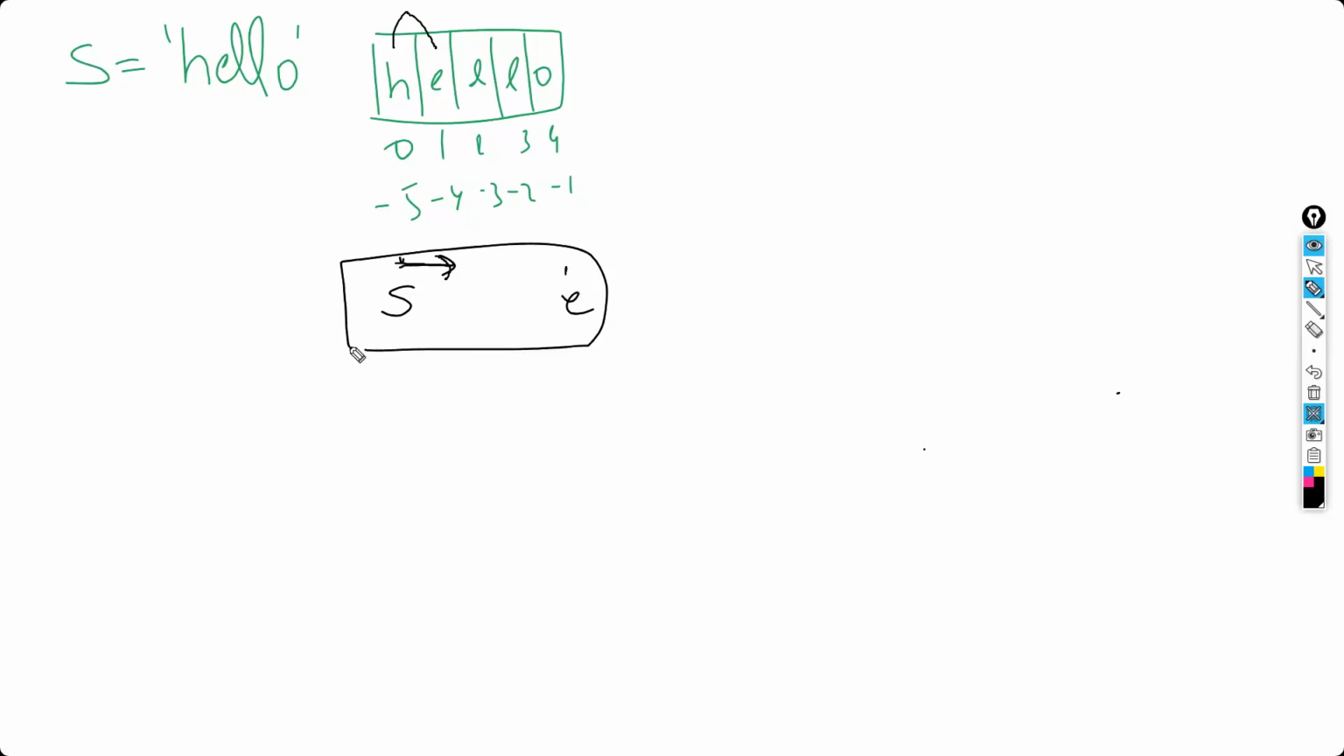Sir, for example, this is the starting point, and this is the ending point. In this direction, is this possible? No, in that case, you are going to get the empty. Output is empty.